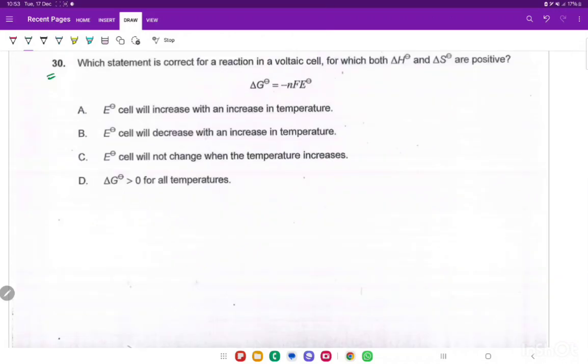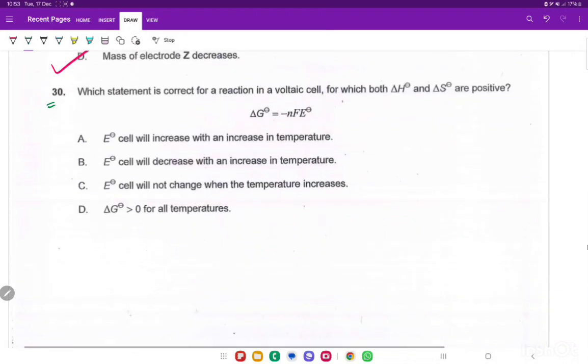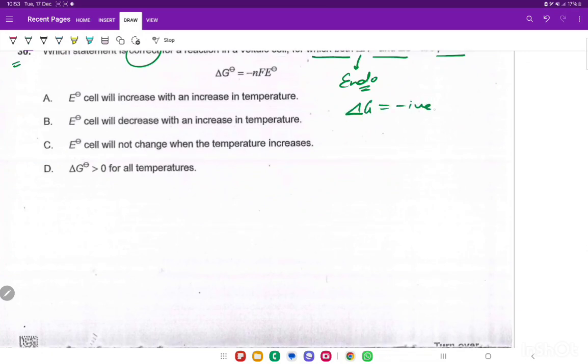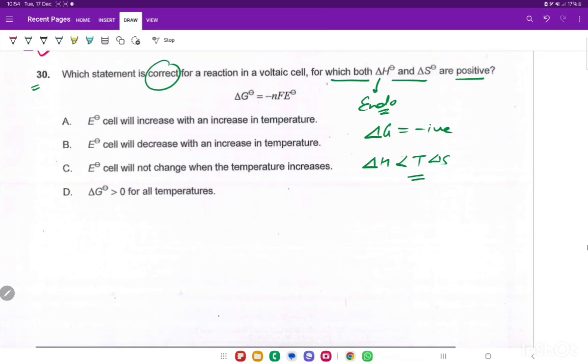Question 30 says, which statement is correct? We have to find the correct statement for a reaction in which both delta H and delta S are positive. Delta H positive means it's an endothermic reaction. For an endothermic reaction, in order to make the reaction spontaneous, delta G should be negative. The value of delta H should be less than T delta S. T delta S should be greater, so we should increase the temperature so that the reaction becomes spontaneous.